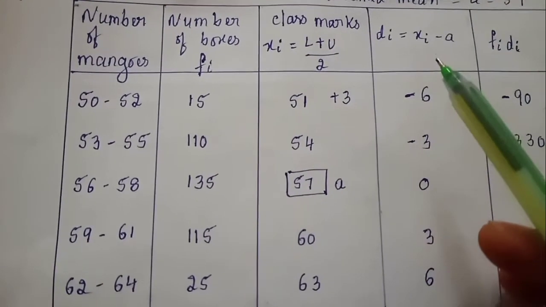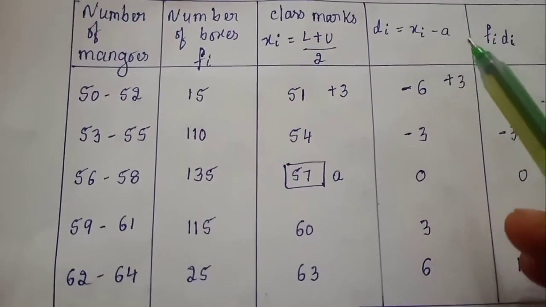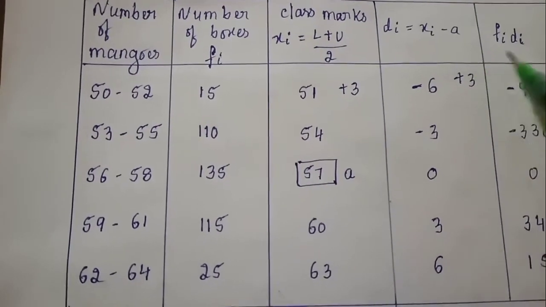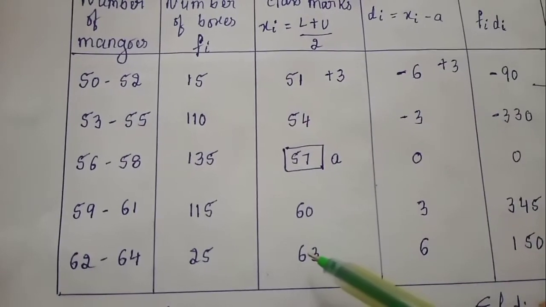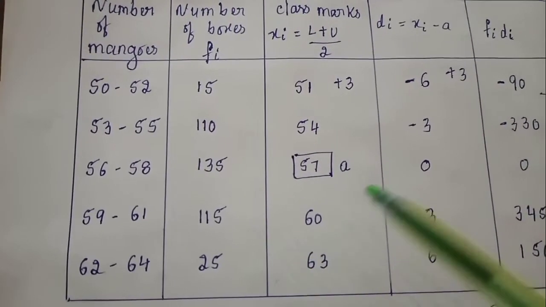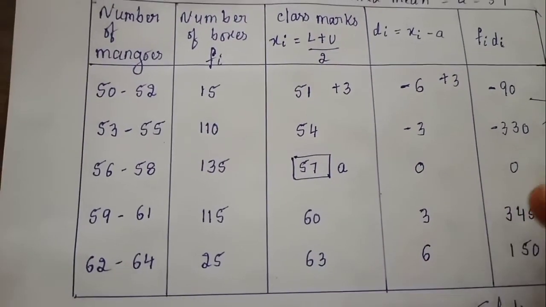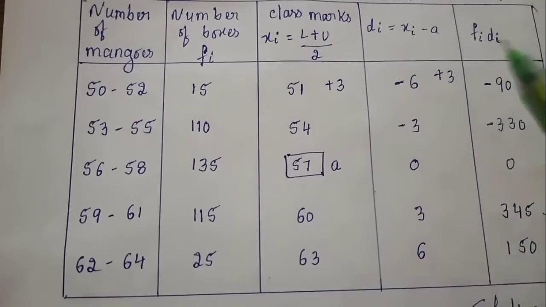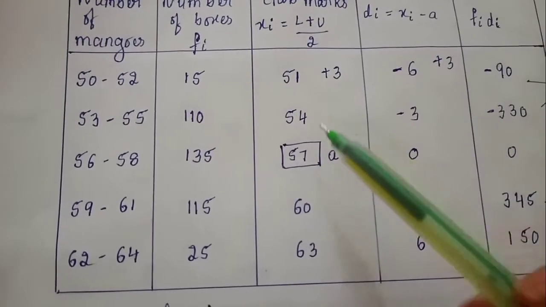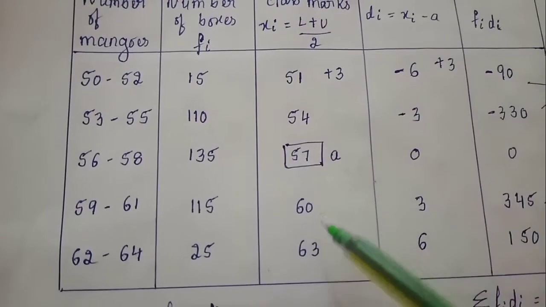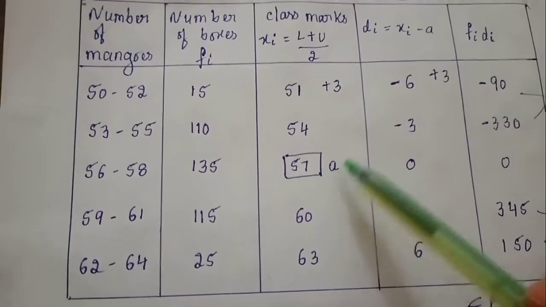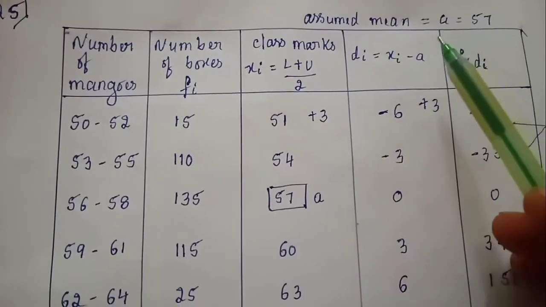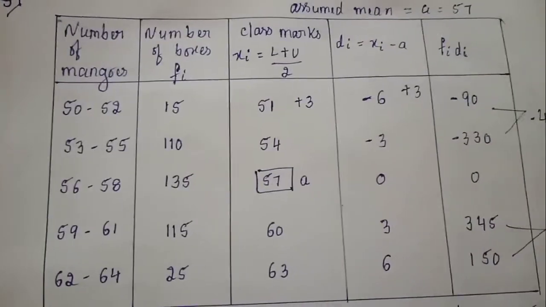Now the next column is di equals xi minus a. And before that, you can see the numerical values of fi and xi are too large here, so it is not easy to use the direct method. So we go for the assumed mean method. In this, which is the assumed mean? You can see 1, 2, 3, 4, 5 data entries. So the middle number is 57. So let me take the assumed mean a as 57.